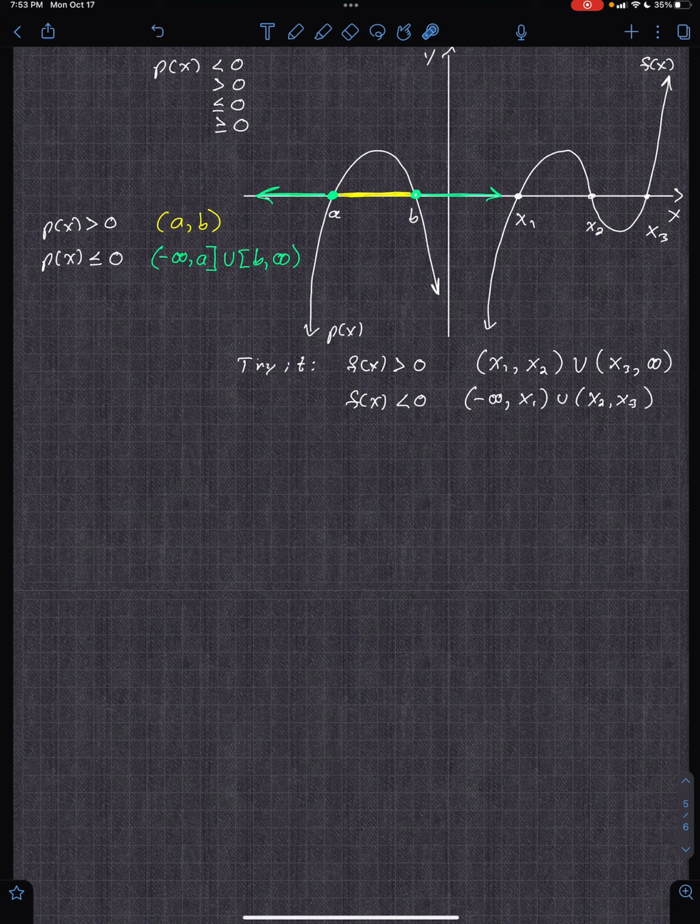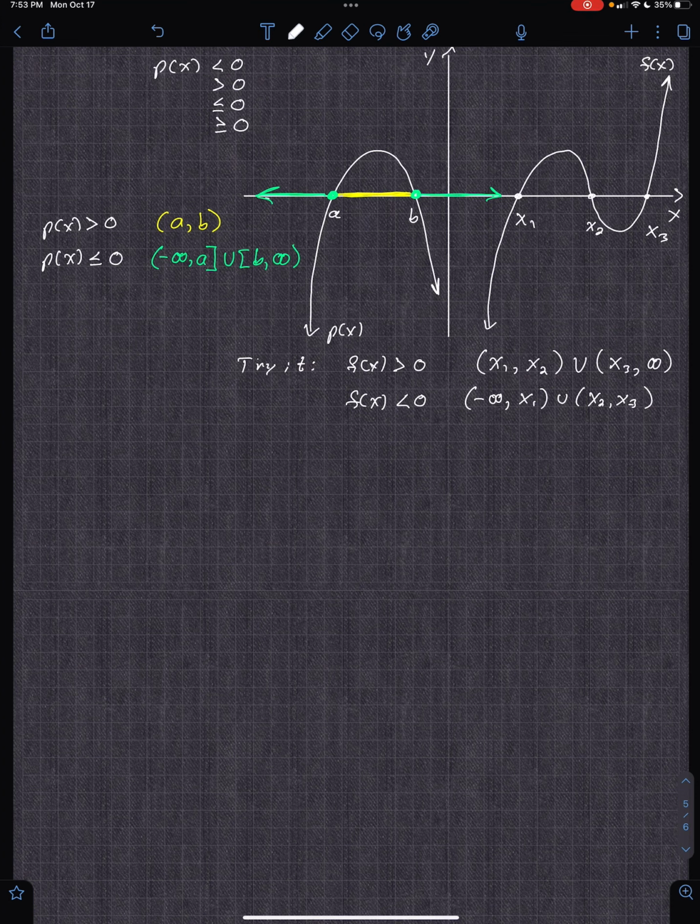Okay, and that's if you do not include the endpoints. If you include the endpoints, then you put brackets on the points. Of course, never on infinity, but on the points. Okay, let's continue.